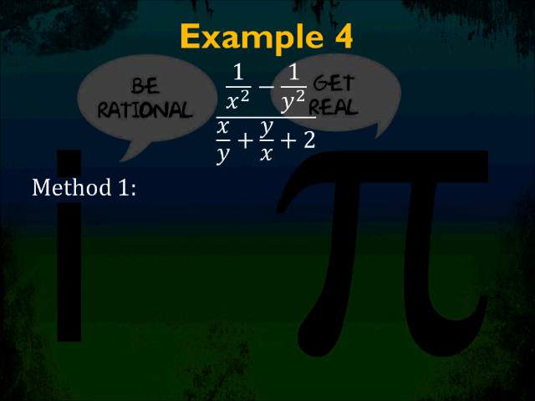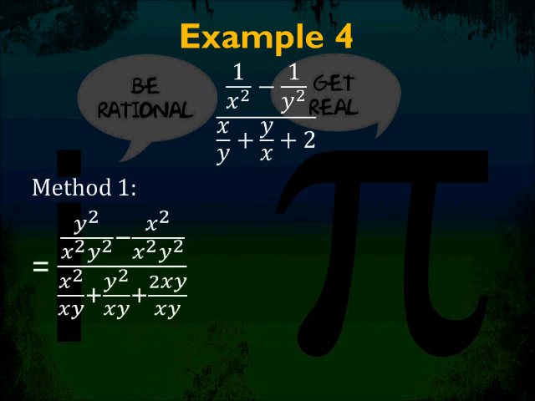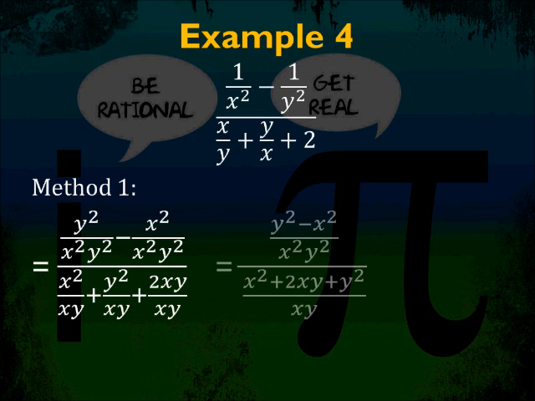Alright, if you use method 1, here's what it would look like. You would basically simplify each fraction on the top into one single fraction, so you take the least common denominator of the top and the bottom. The least common denominator on top is x squared y squared. The least common denominator on the bottom is x and y. So if you simplify the fraction on top, you get (y squared minus x squared) over x squared y squared, and on the bottom (x squared + 2xy + y squared) all over xy. So I just added these fractions and made them into a common denominator.